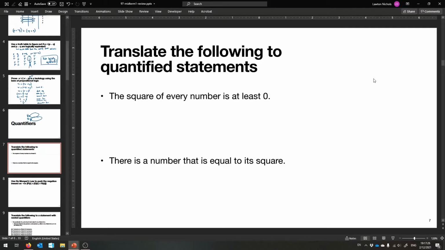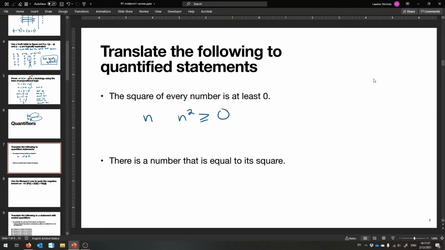So the square of every number is at least 0. Do try these yourselves. It's very, very good practice to try this yourself. So I need a number, let's call it n. And if I square n, it better be at least 0, so it better be greater than or equal to 0, right?